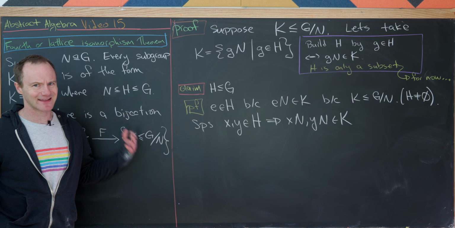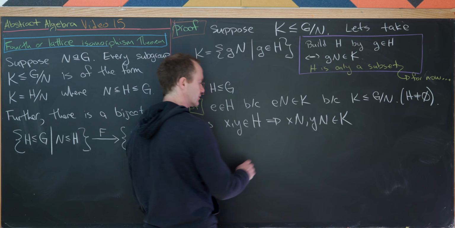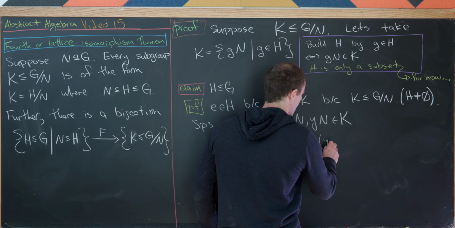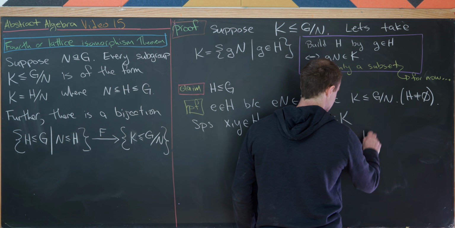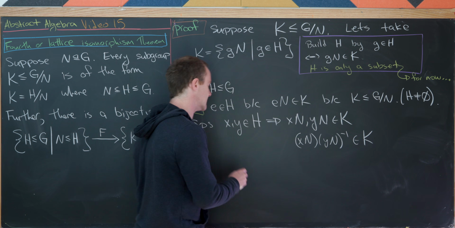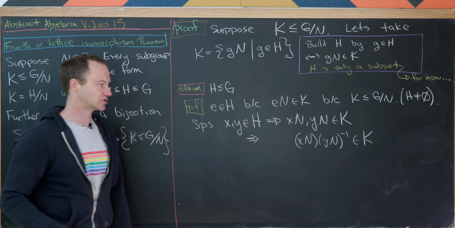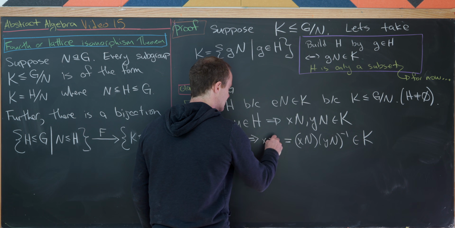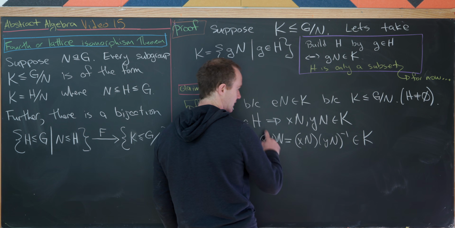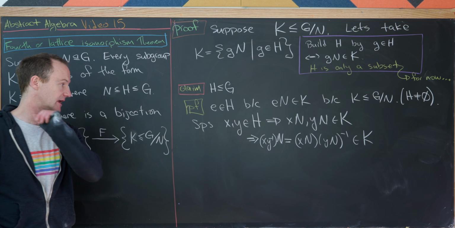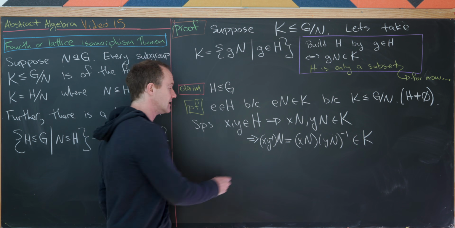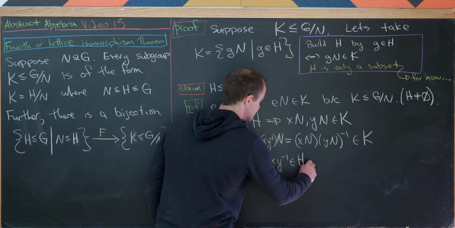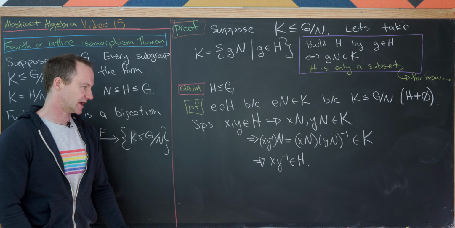But now we're going to use the fact that K is a subgroup of that quotient group. So that tells us that xn and then yn inverse is inside of K, again, because we know we have a subgroup of that quotient group. But then by the group rule in the quotient group, that means that the coset xy inverse is inside of K. But if this coset is in K, then that tells us immediately that xy inverse is inside of H, by the way that we're defining H.